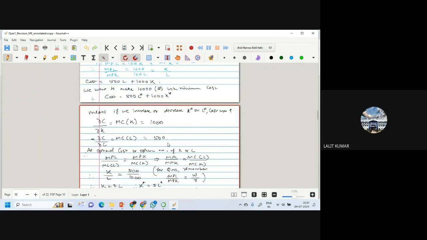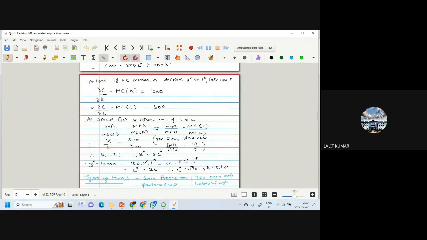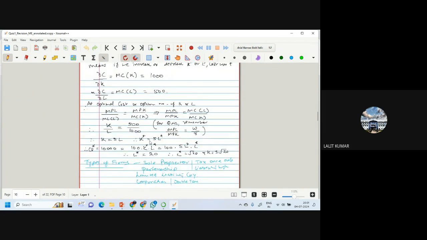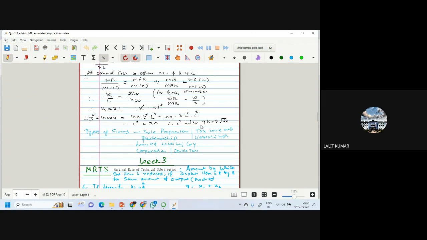At optimal cost, what will happen? We have seen in this example, we have solved, the same thing. Now, the types of firms, there might be some theoretical questions, so please remember that.